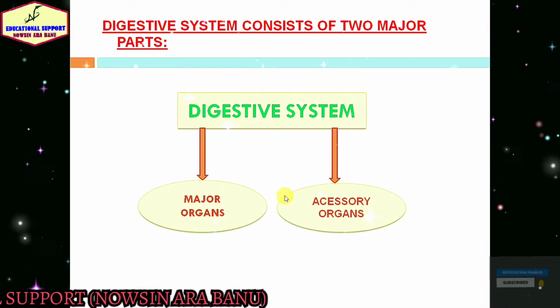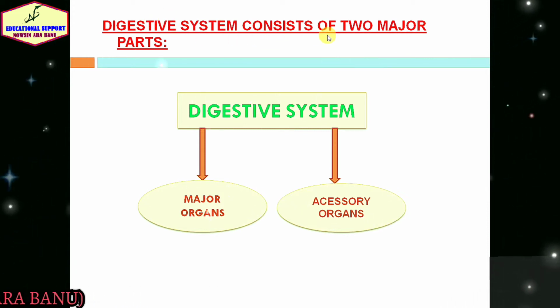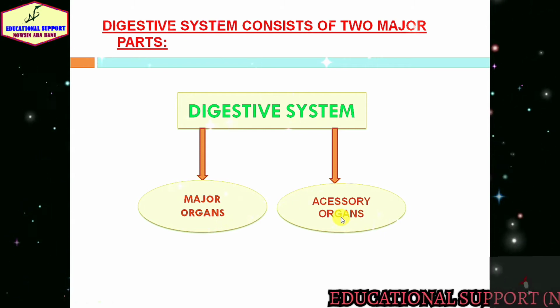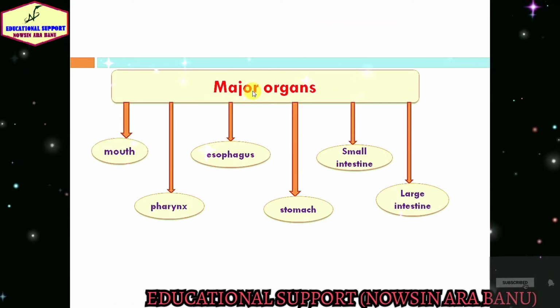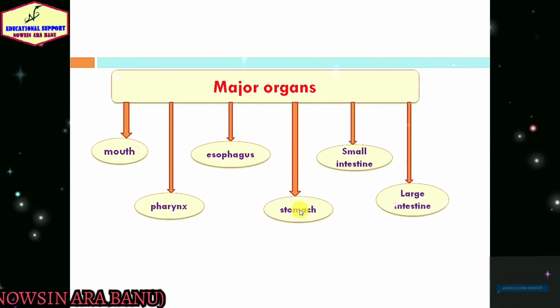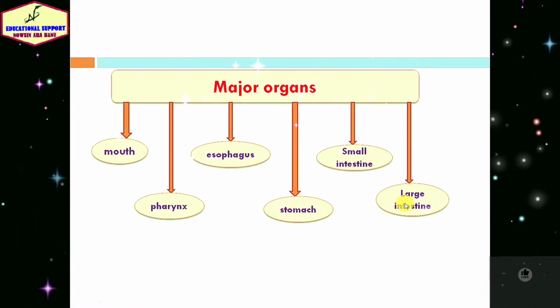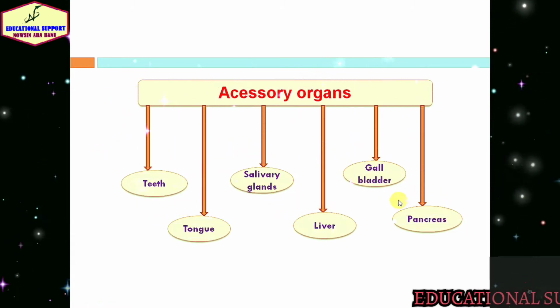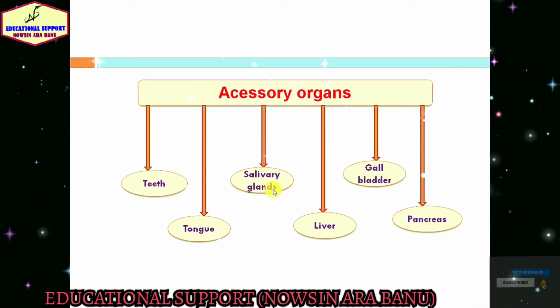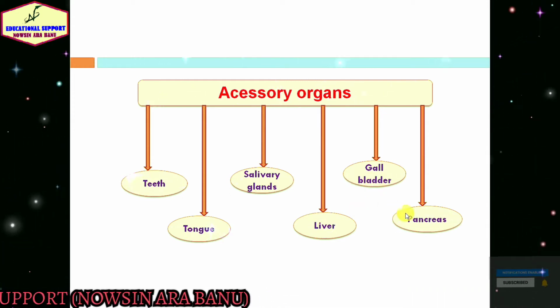We know that the digestive system consists of two major parts: major organs and accessory organs. Major organs are the mouth, pharynx, esophagus, stomach, small intestine and large intestine. And the accessory organs are teeth, tongue, salivary glands, liver, gallbladder and pancreas.